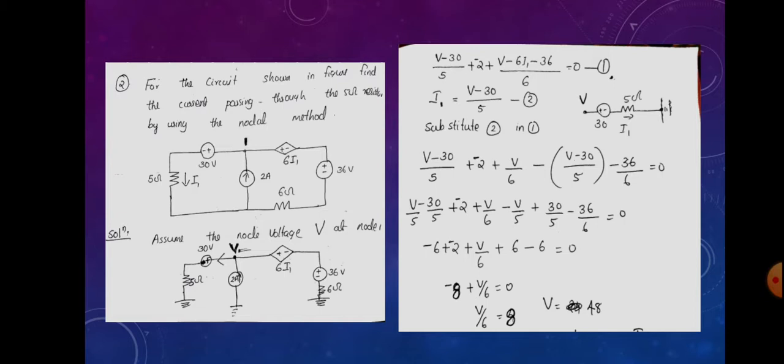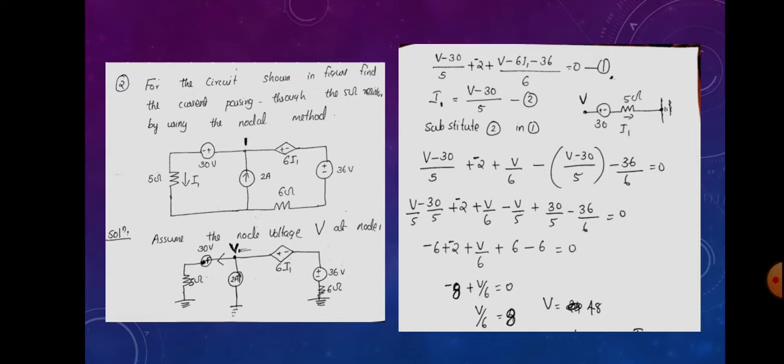You know how V minus 6I1 minus 36 comes. That branch contains a 6I1 voltage source and a 36 volt source. Current is voltage divided by resistance. The total voltage between node V and the reference node is V minus 6I1 minus 36. So we can write the equation like that, and we get equation number 1.